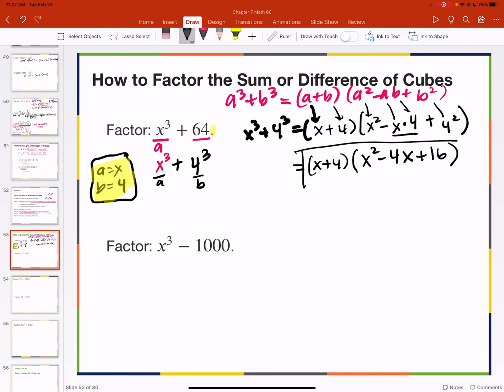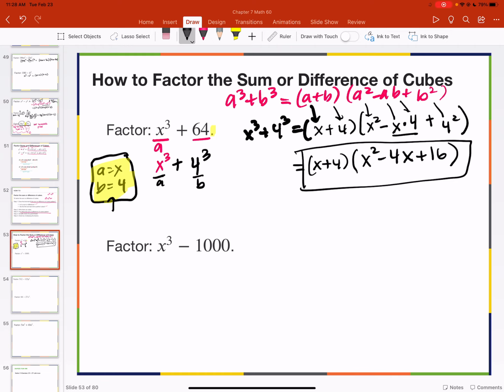And that's it. The most important step is to identify that they are a sum or difference of cubes, and then identify A and B correctly. Once you do that, it's super easy to just plug it into the formula and simplify. That's really no problem.